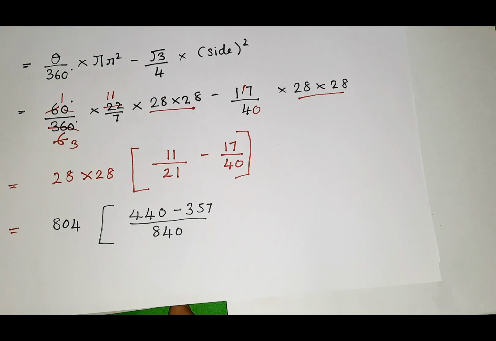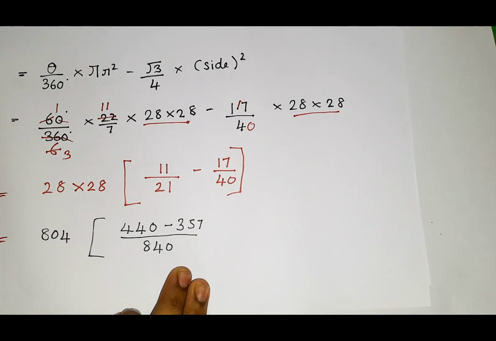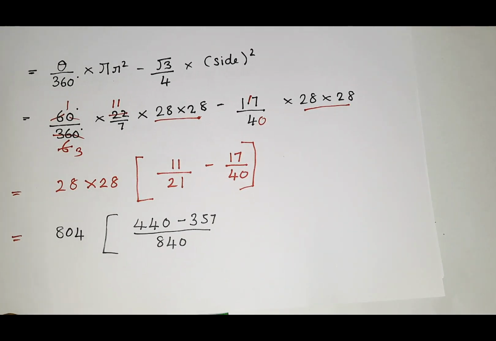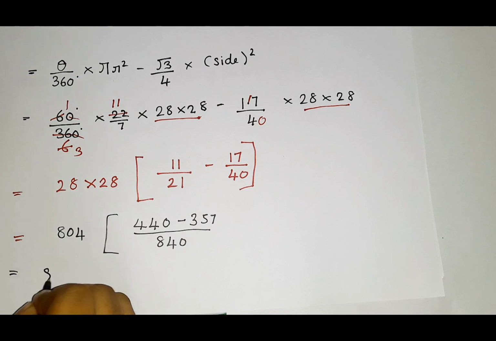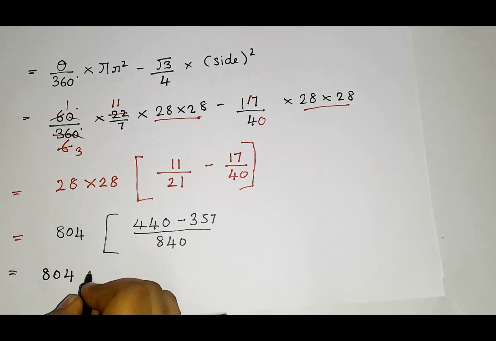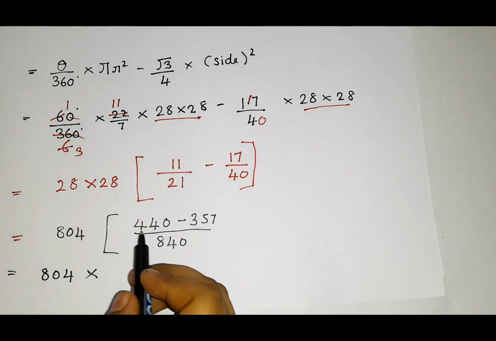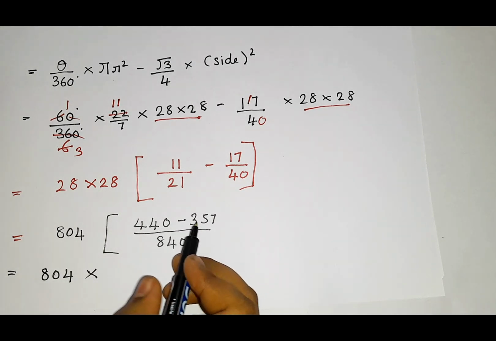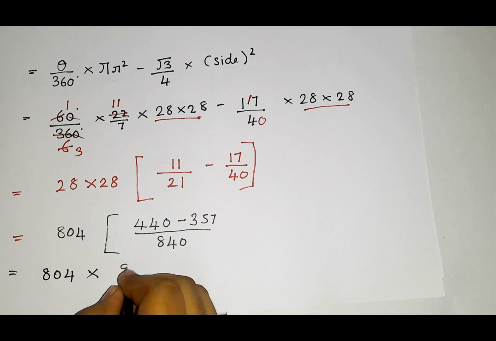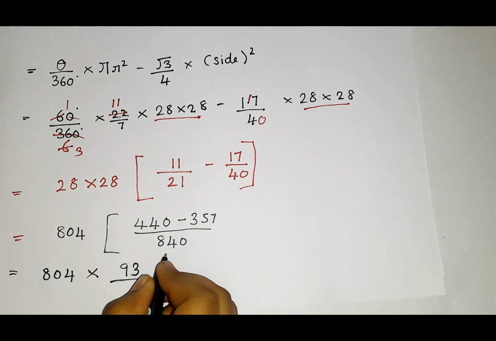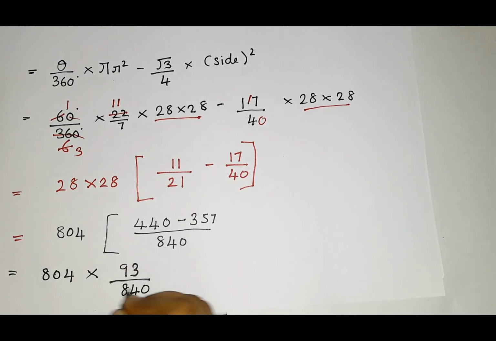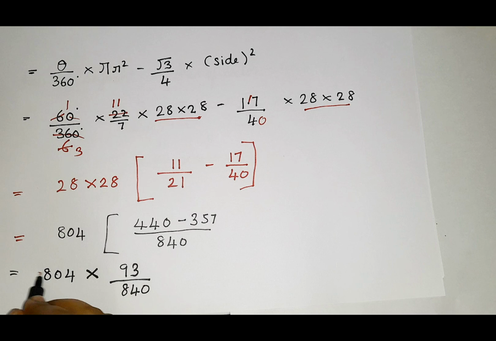Okay guys, so now let us solve this also. Let us write 804 as it is, and instead of bracket let us write multiplication. 440 minus 357 is 93, divided by 840. Now we shall cancel both the values in the 2 table.